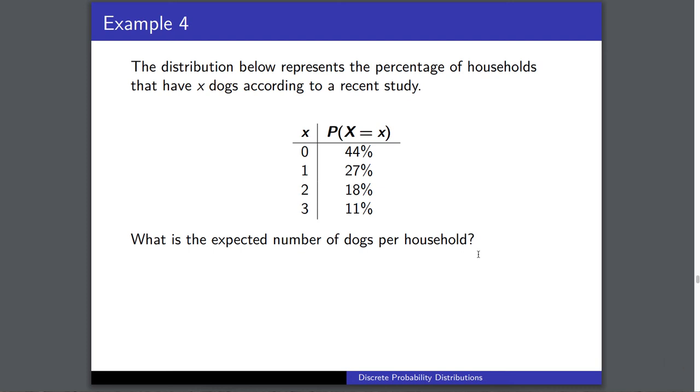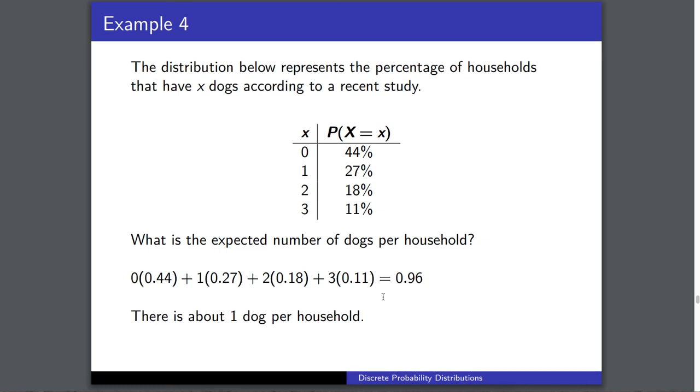So to calculate our expected number of dogs, our expected value, our mean value, we're just going to take 0 times 44%, add that to 1 times 27%, add 2 times 18% to that, and add 3 times 11% to that. We get about 0.96, which we can round up to 1. So there's about 1 dog per household. So if we were to pick a household at random several times, we would expect to get 1 dog per household, or a little bit less than 1 dog per household, but we can round up to 1 per household.